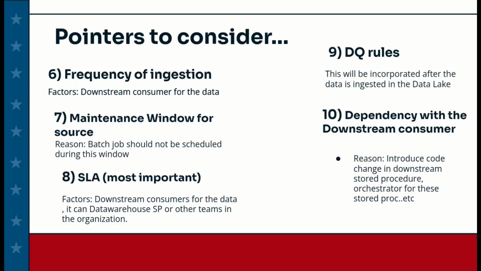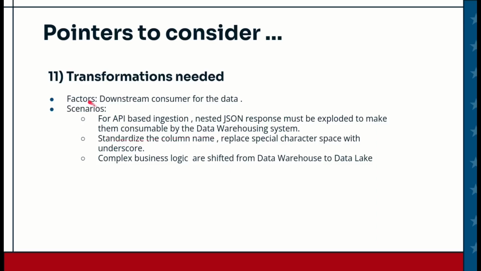Next one is the transformation needed. So ask for any specific transformation that is needed as a part of data ingestion. Again, this is factored out based on the downstream requirement. The scenario which we have encountered is for an API-based ingestion, where the response was a nested JSON. The nested JSON was exploded and flattened to make it more consumption friendly for the downstream system. In our case, it was a data warehouse system.